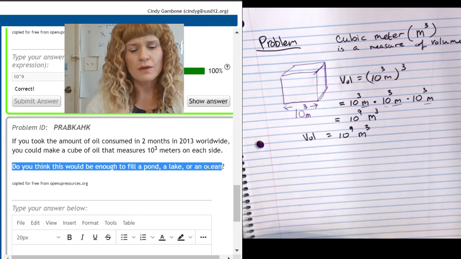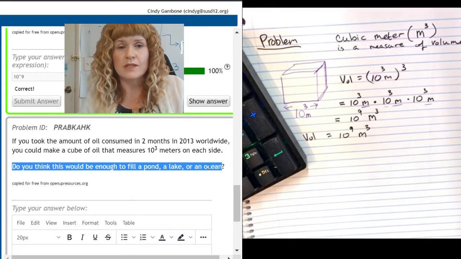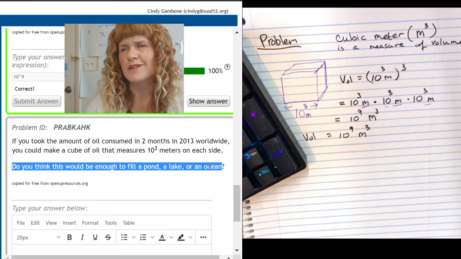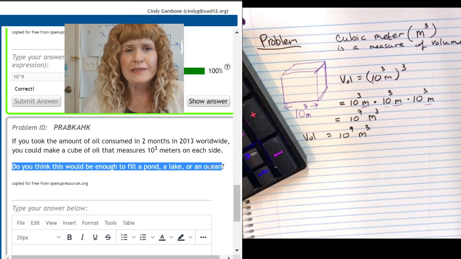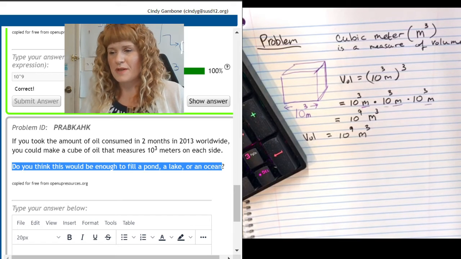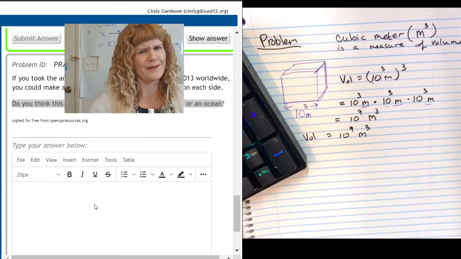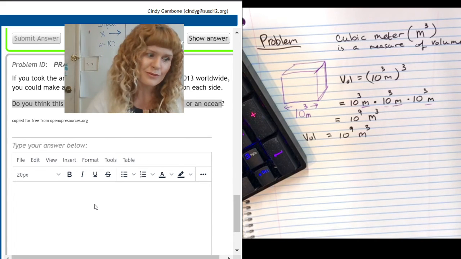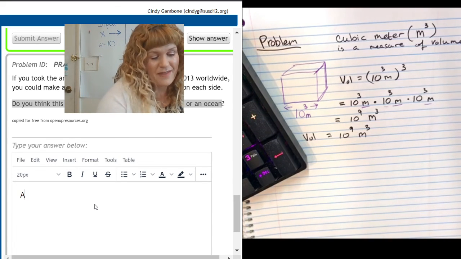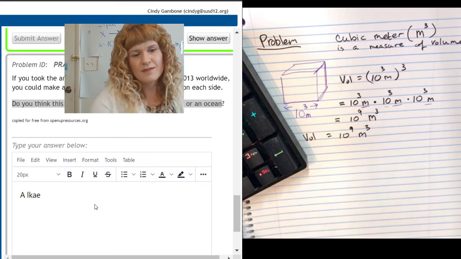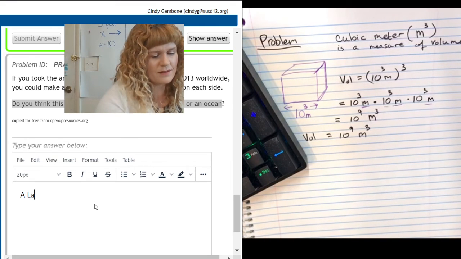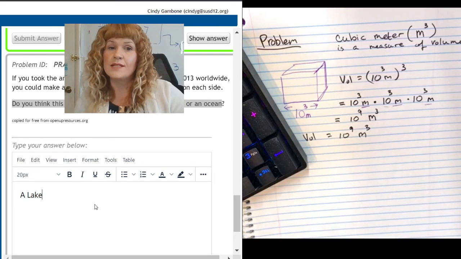Heck, I don't know. I guess I should research a little, like what's the typical volume of a lake? But I'm just going to try to picture it in my mind. And I guess that's more than a pond, but definitely not an ocean. We don't use that much oil, do we? I think it's a lake. You can guess whatever you want. I don't know the correct answer. I didn't look it up.